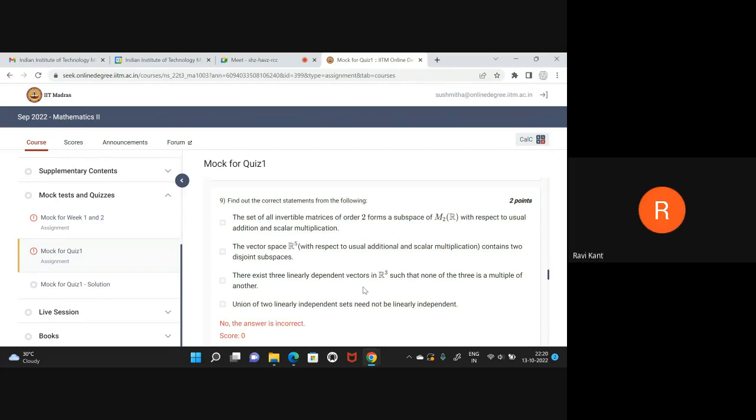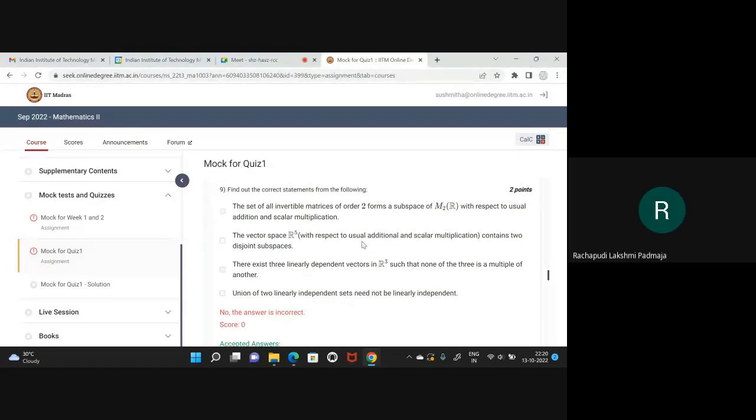Yes. So it can never be disjoint, right? Two subspaces can never be disjoint. It's the common element.